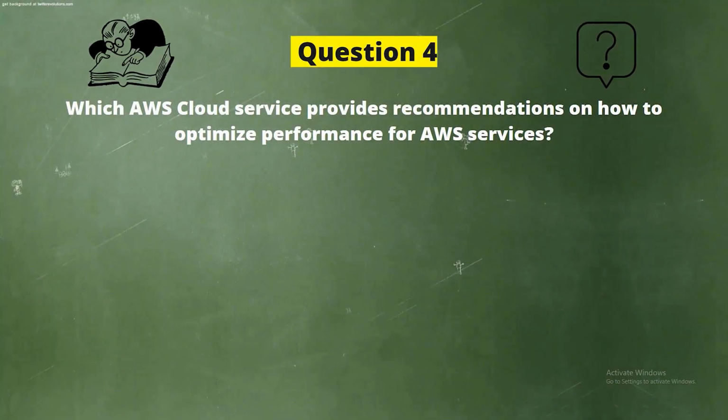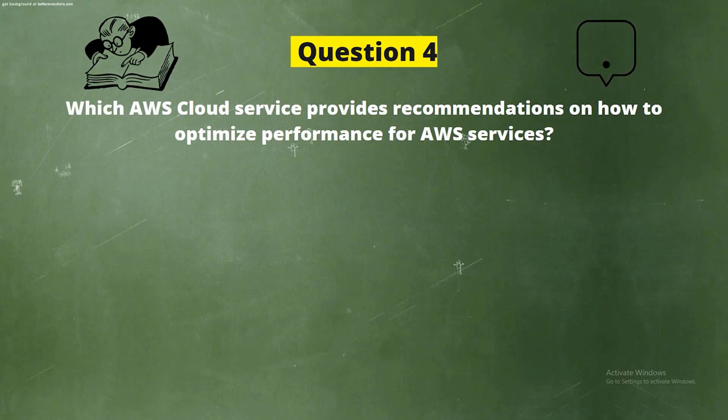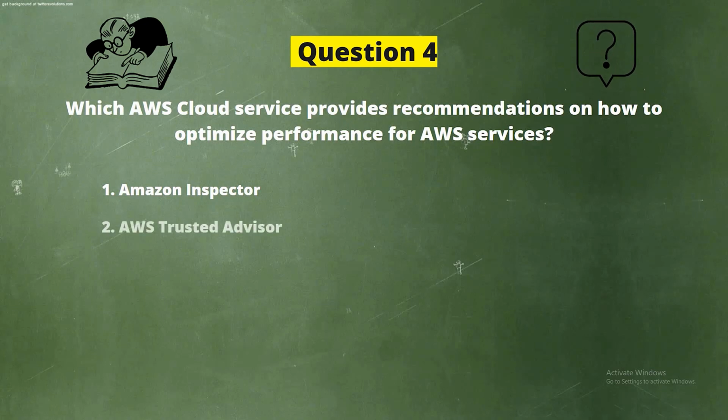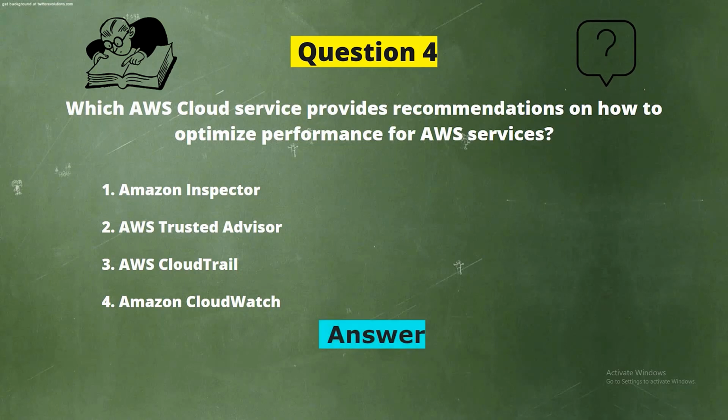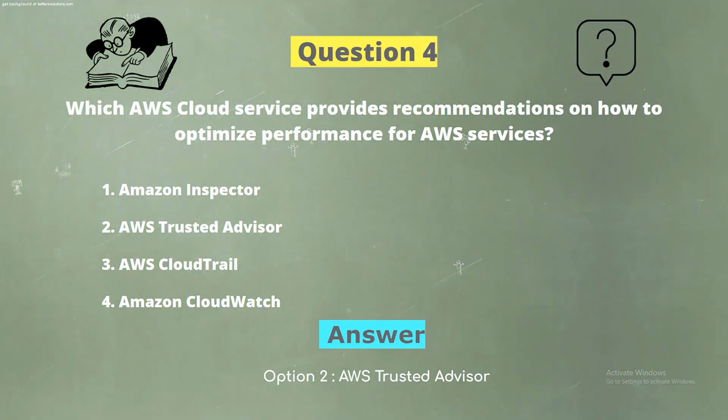Next question. Which AWS cloud service provides recommendations on how to optimize performance for AWS services? And the options are: Option 1, Amazon Inspector. Option 2, AWS Trusted Advisor. Option 3, AWS CloudTrail. Option 4, Amazon CloudWatch. And the correct answer is Option 2, AWS Trusted Advisor.